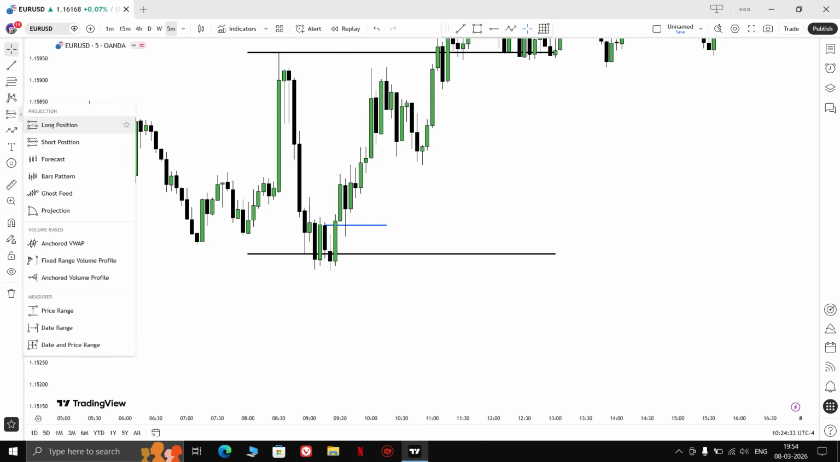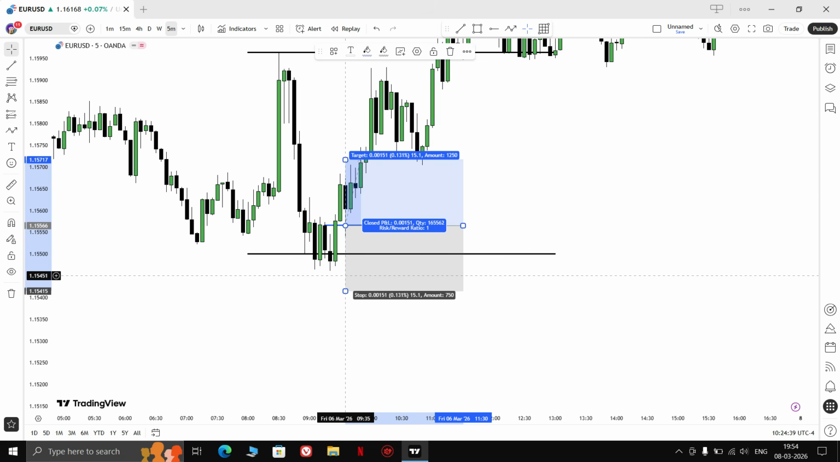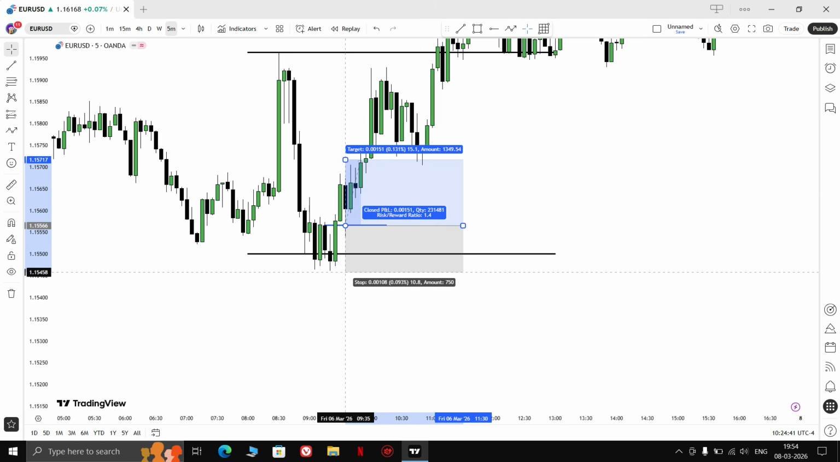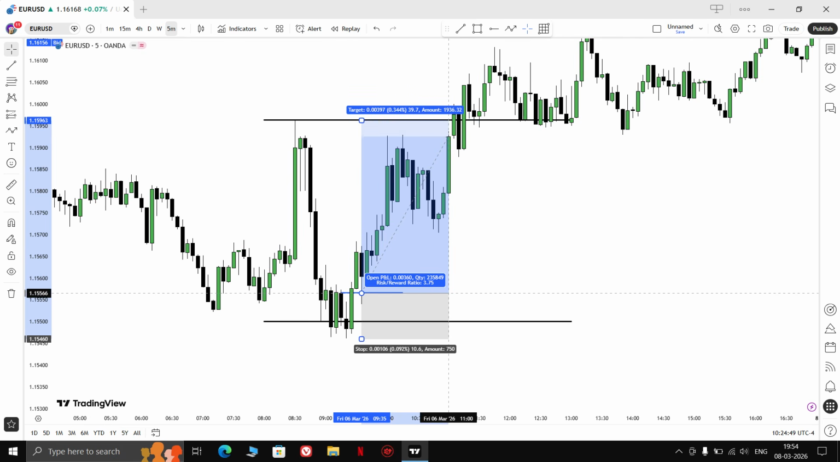Now we'll basically enter at the body of the order block, keep our stops below the recent low, and target simply the opposing side of the range, which is 3.70 RR, which is phenomenal.